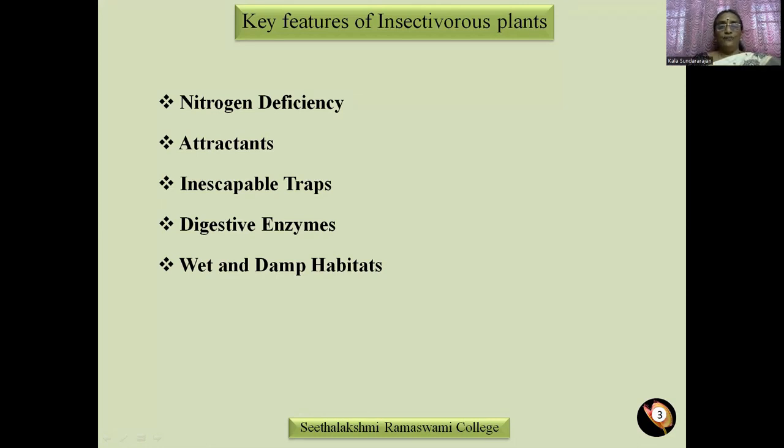They live in wet and damp habitats. Insectivorous plants are found in damp, humid, wet and acidic soil that is deficient in nutrients. Such places include swamps, coastal plains, bogs, wetlands, etc.